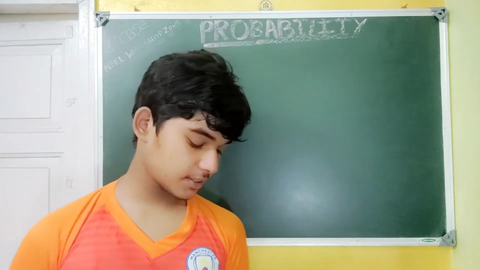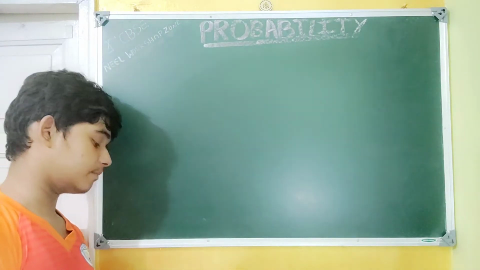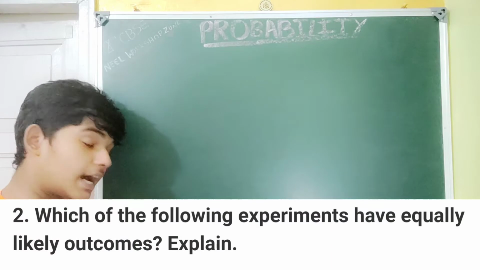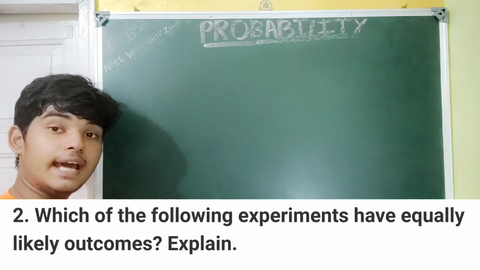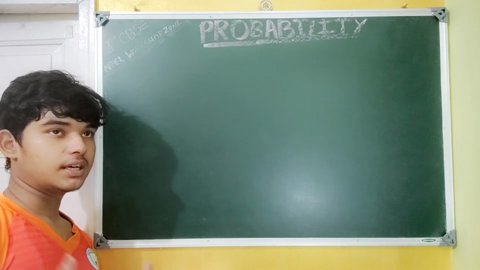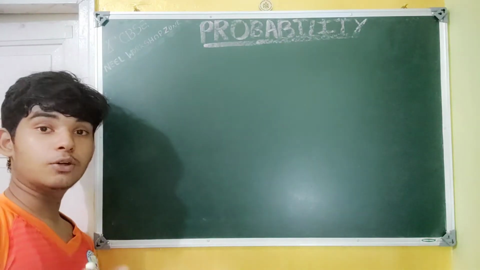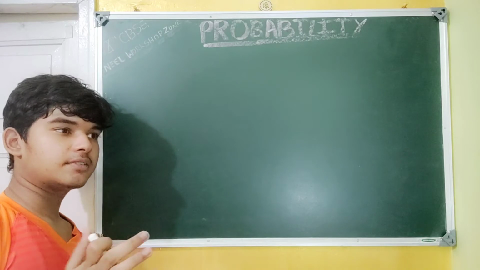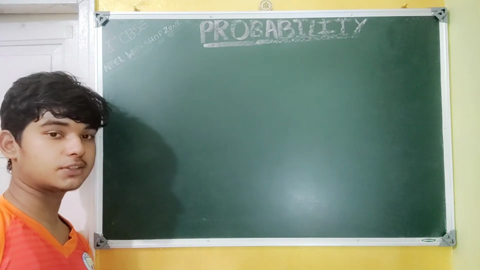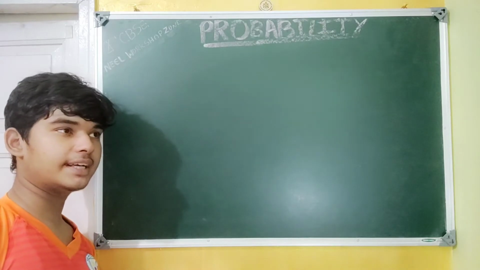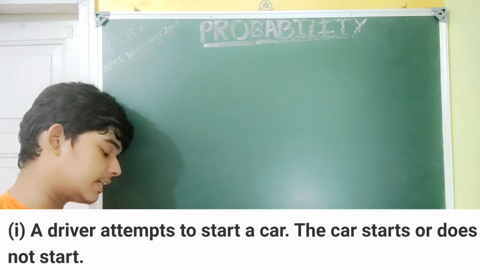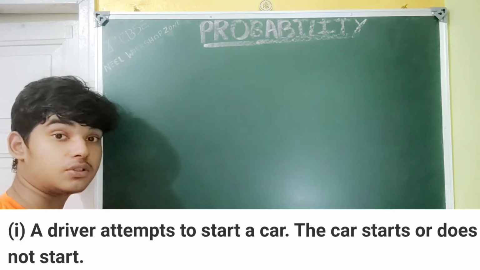So I got some sums right here and let's solve them. Okay, so the first sum is, which of the following experiments have equally likely outcomes? Explain. Like I said in the previous episodes, equally likely outcomes are the outcomes which have equal chances of happening, kind of like flipping a coin and expecting head or tails. So, a driver attempts to start the car: it starts or does not start.